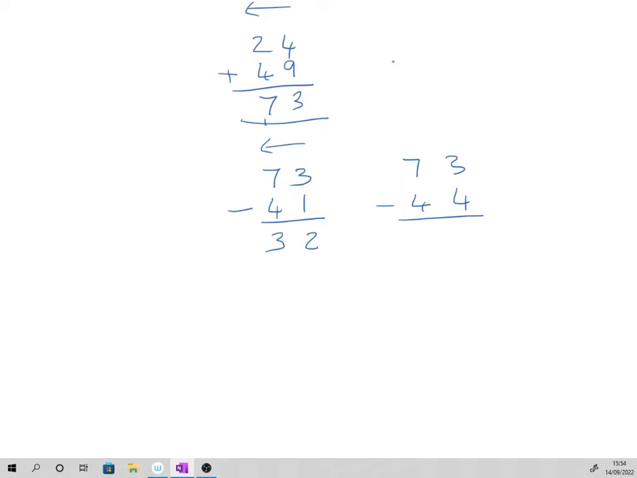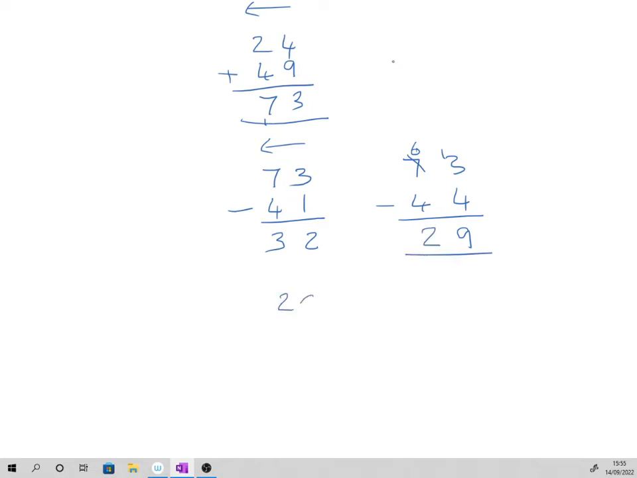So what we need to do is borrow 1 from this next door number. If we borrow 1 off there, we make that 6. Because the 7, which is now the 6, is in the tens column, what we've done is actually borrowed 10, not 1. So we put the 10 in front of there to make that 13. So 13 take away 4 is 9, and 6 take away 4 is 2.